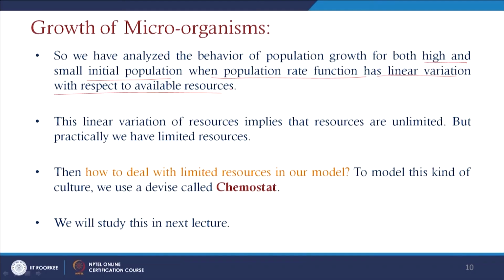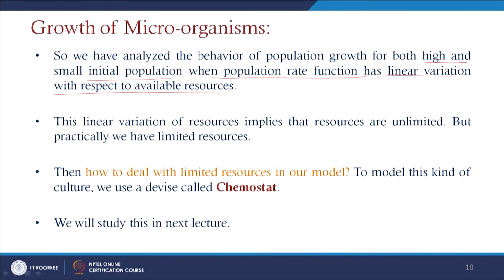Since whenever resources are limited, even if the population is high, they can eat, and after a certain time, whatever resources are fed or available, a certain population will die out and it will maintain a proper ratio. And if it is a small population, and suddenly they have a huge amount of food, they can grow, and after a certain time they will struggle for food and maintain a proper linear rate. This linear variation implies that resources are unlimited, but practically we have limited resources.